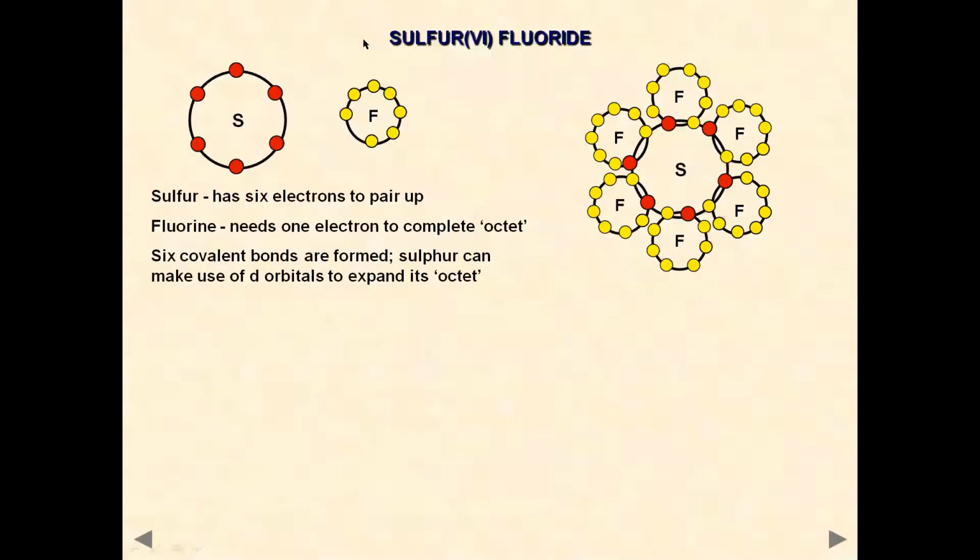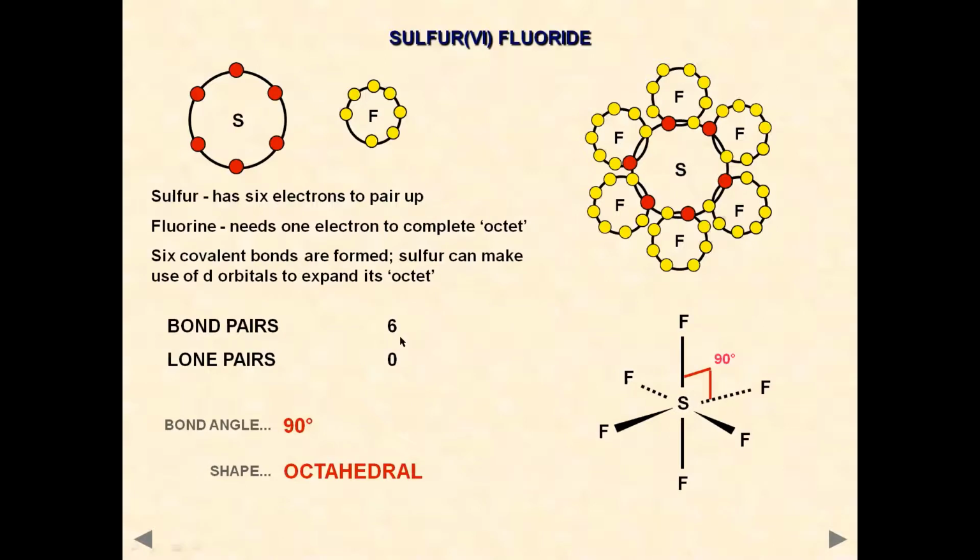Right, in this example, we've got sulfur fluoride. So sulfur has got 6 electrons to pair up. Fluorine needs 1 electron to complete. So we know what to do. Just always look at how many bond pairs are there. So in this case, there's 6 bond pairs. There are no lone pairs at all, and the shape is going to be octahedral.